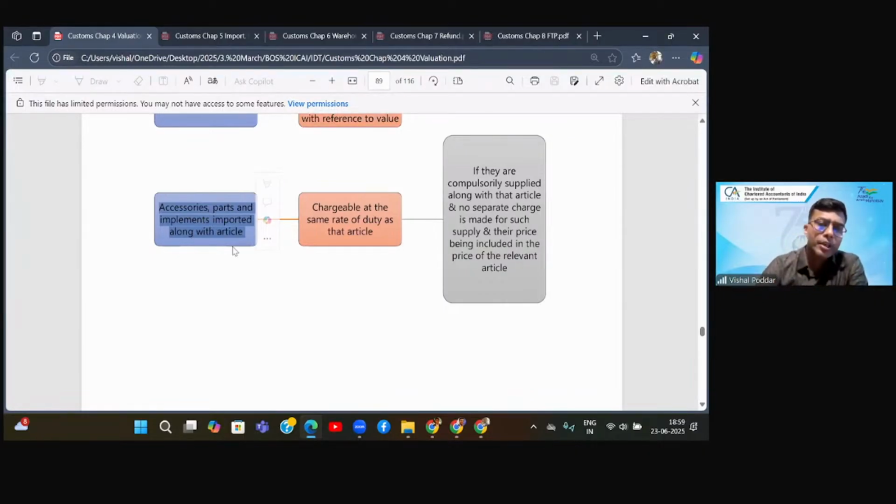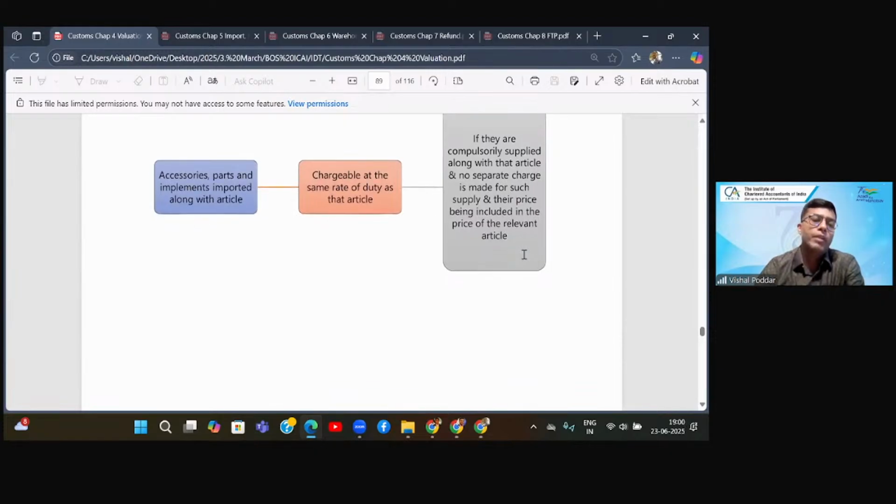In such a case, they are saying that this is also an example of a set, because you have the machine plus the blades, the different nuts and bolts. But here, if it is accessories and parts, then we will charge it at the rate which is applicable to the machine, that is the main article, provided they are compulsorily required to be supplied along with that article, and no separate charge is made for the supply and their price is included in the price of the relevant article.